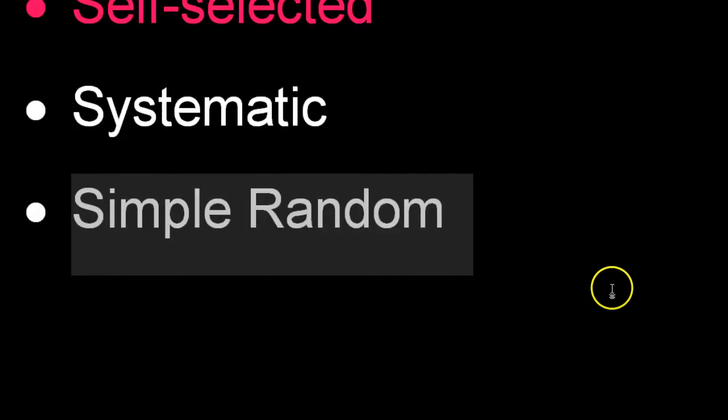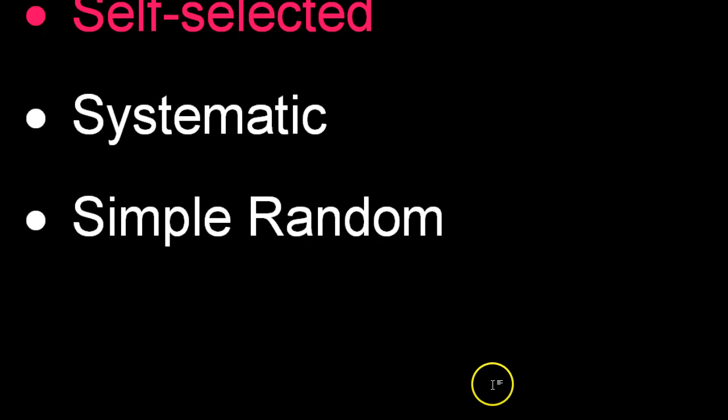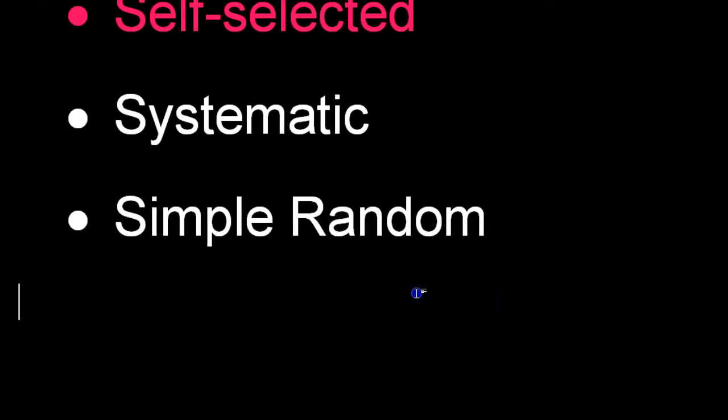Alright, then you have simple random. This one is the one that is least likely to give you biased results. That's where every single person in the population, or object, has an equal chance of getting picked, and you let a random number generator pick the sample for you. That's simple random.